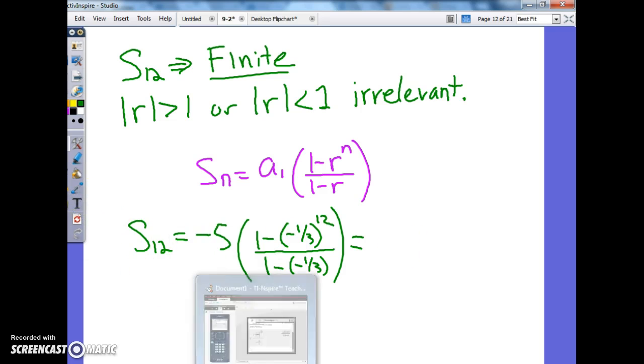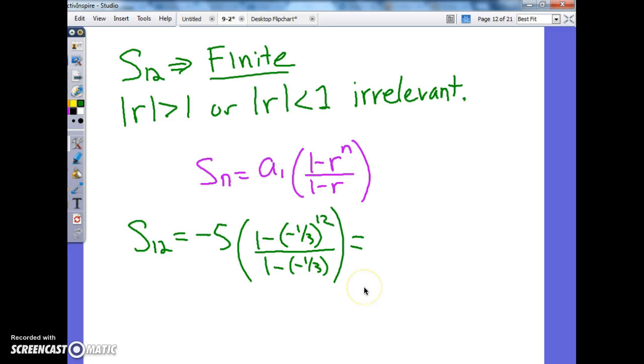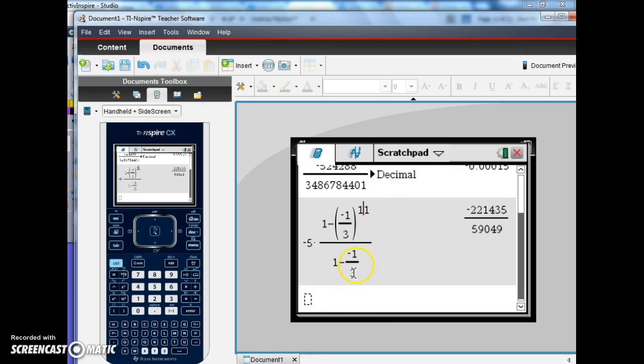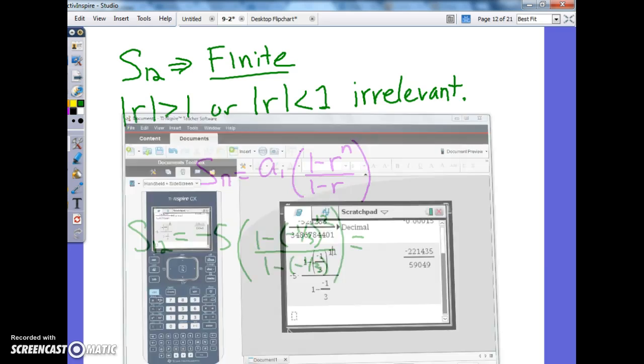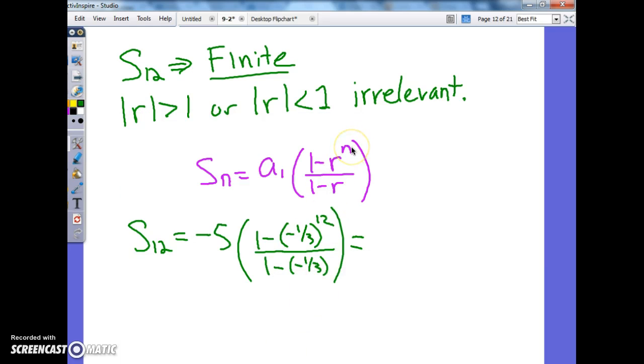I actually put this in and I messed up. I had a brain fart, and I did an n minus 1. Notice what my error is, I put in 11. It should have been 12. It's not n minus 1, it's n.